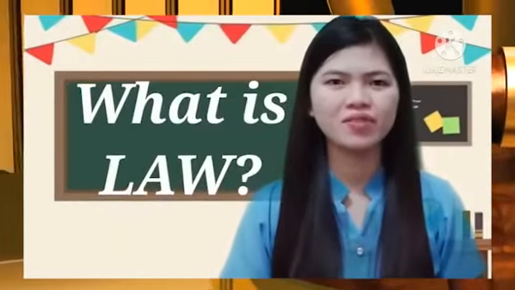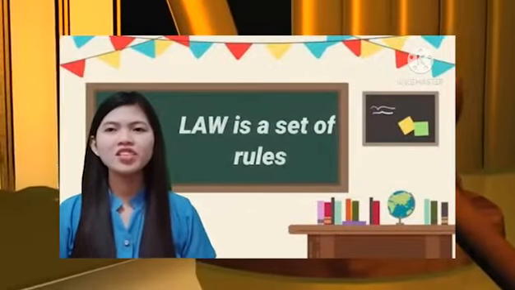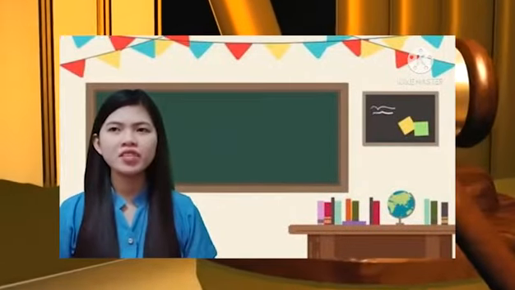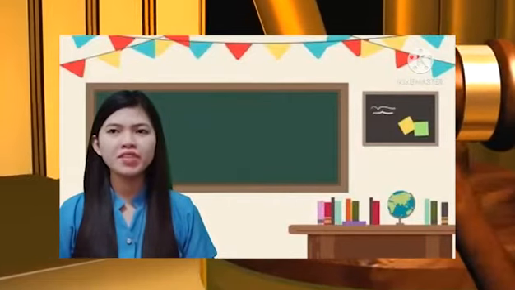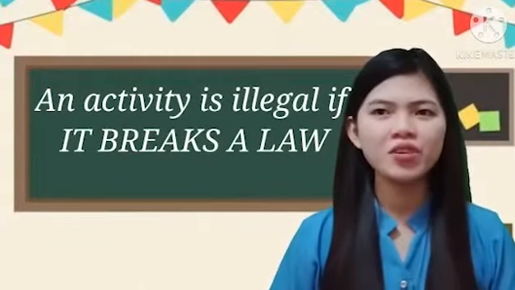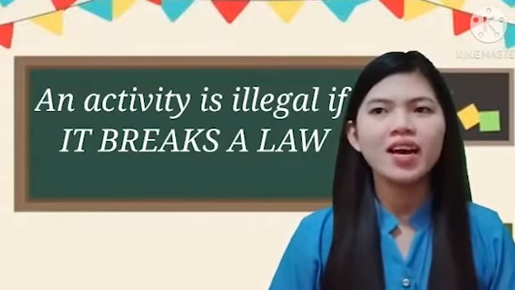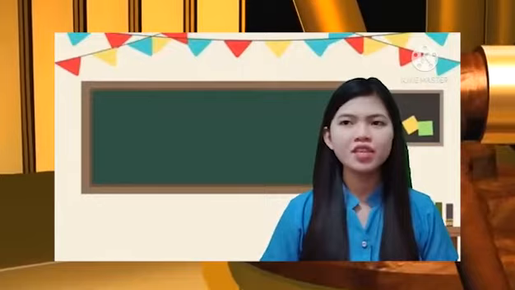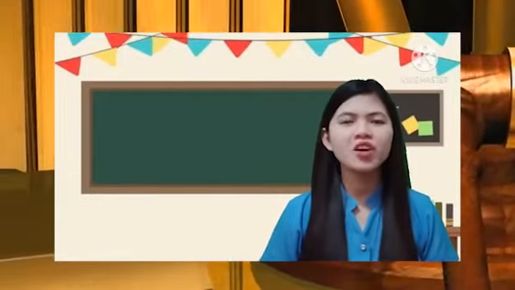Before we proceed to the discussion proper, we will define first what is law. Law is a set of rules decided by a particular statement meant for the purpose of keeping the security of society. An activity is illegal if it breaks a law or does not follow the laws. A legal code is a written code of laws that are enforced. This may deal with things like police, courts, or punishments.